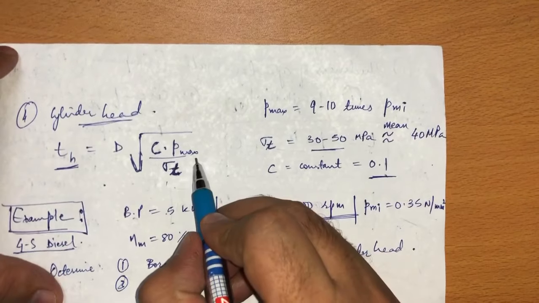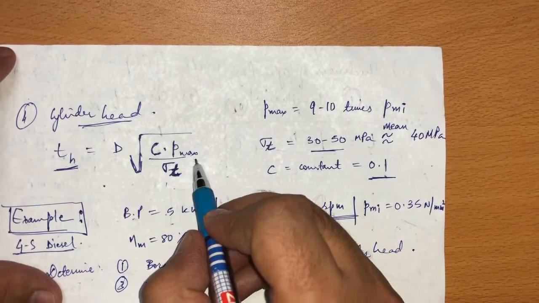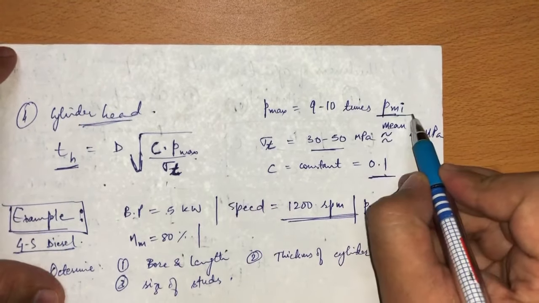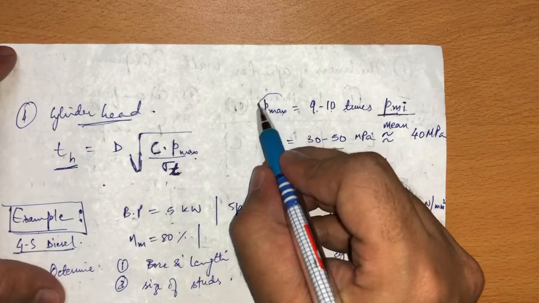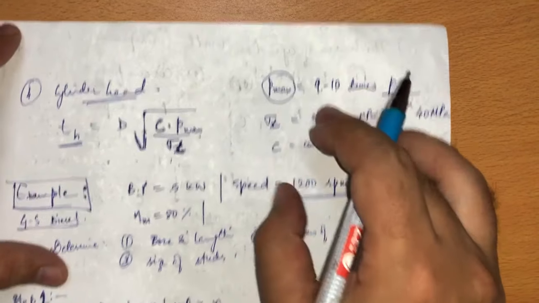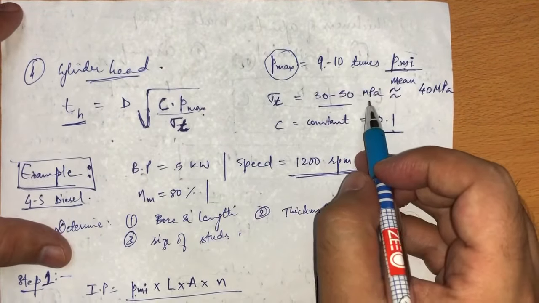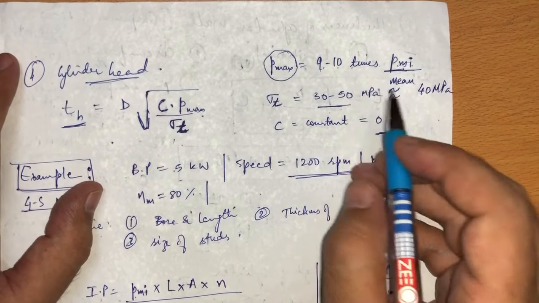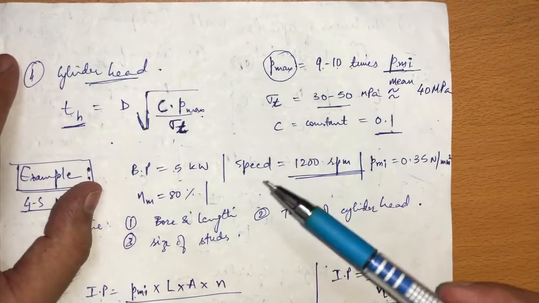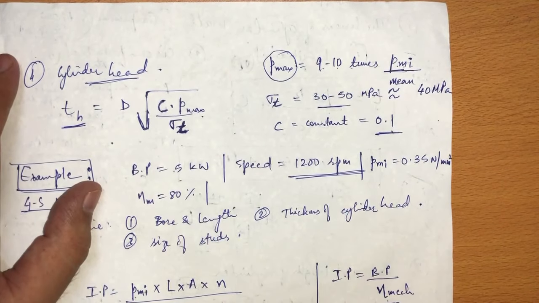Same way, P max, if it is not given in the numerical, and suppose PMI or indicated mean effective pressure is given, it will always be 9 to 10 times of PMI. So we can always get the value of P max. This is the basic procedure on solving the design of cylinder. Further, we will discuss the numerical based on it, that will be discussed in the next video.